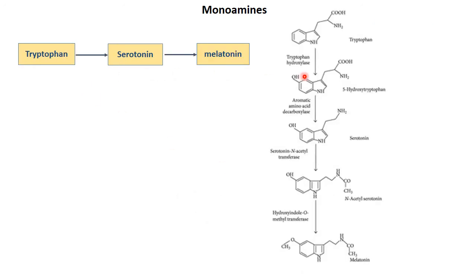Here we can see the synthesis of melatonin and serotonin from tryptophan. This is the precursor amino acid tryptophan, and it will undergo several modifications to give serotonin first, and then the serotonin will be modified to give melatonin. And that's why we say that they are monoamines, hormones derived from a single amino acid.